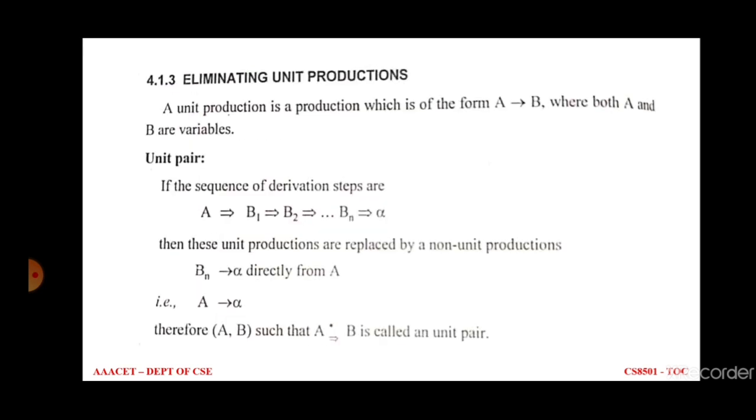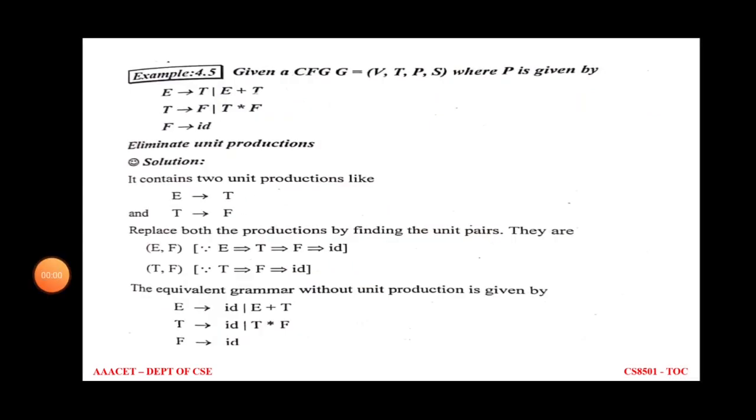The last step in simplification of grammar is elimination of unit production. So we all know what a unit production is. In a particular production, the left hand side has only one non-terminal and the right hand side of the production has only one non-terminal. That kind of production is known as a unit production, which is in the form of capital A tends to capital B. Here A is one variable and B is another.